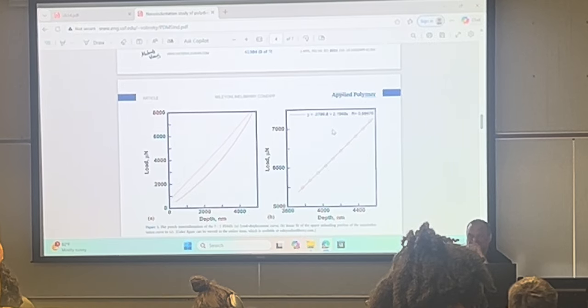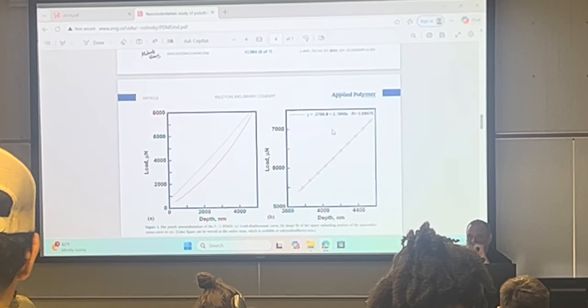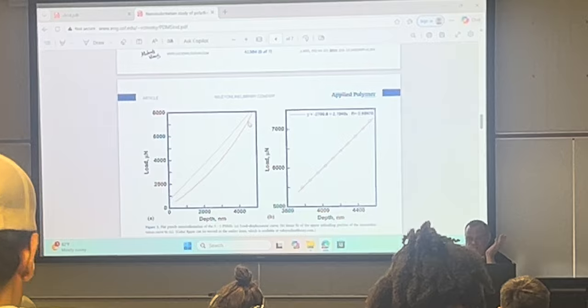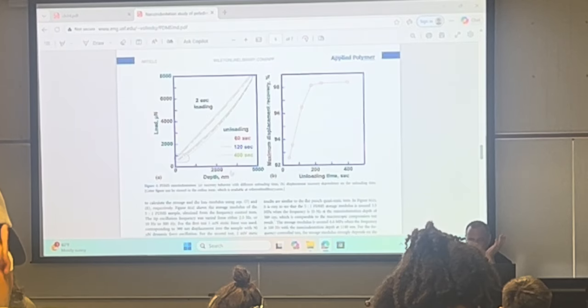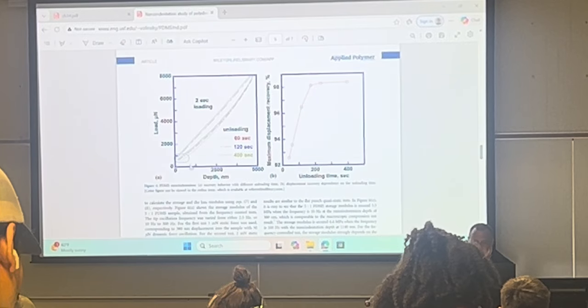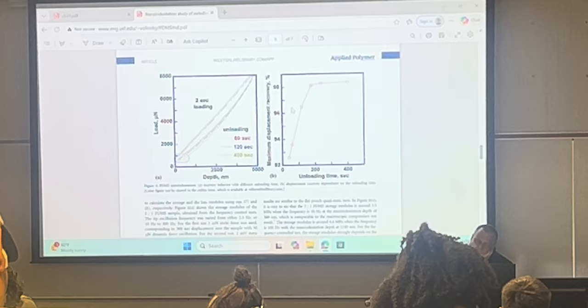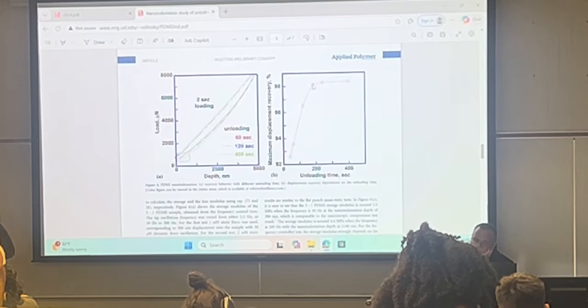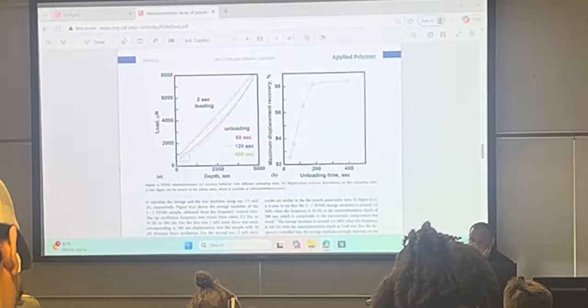But the polymers are viscoelastic, meaning that if you give it enough time, it's going to recover completely. You can see here that here's the data. 60-second unload, which is here, 120-second unload, which is here, and 400-second unload, which comes back to the 0. So if we look at the maximum displacement, like percent recovery, 99% of it is recovered as a function of this holding time.